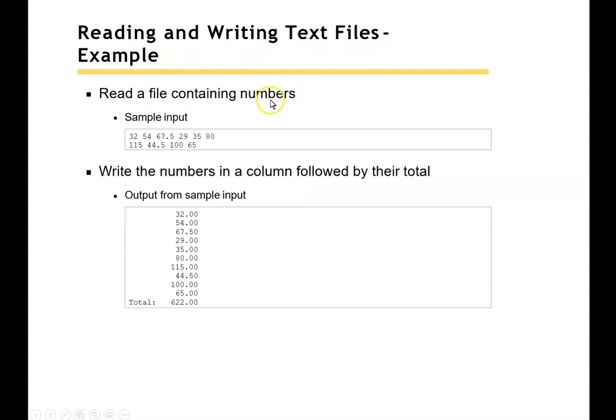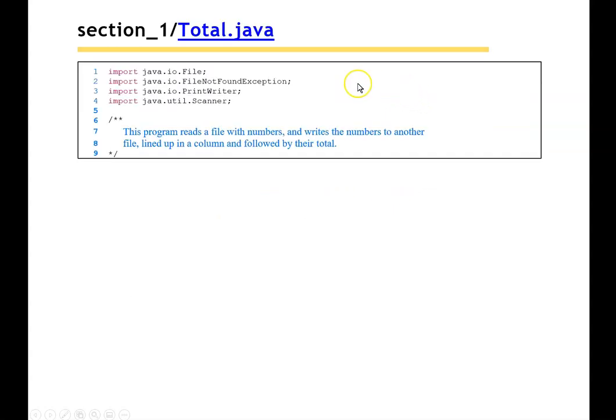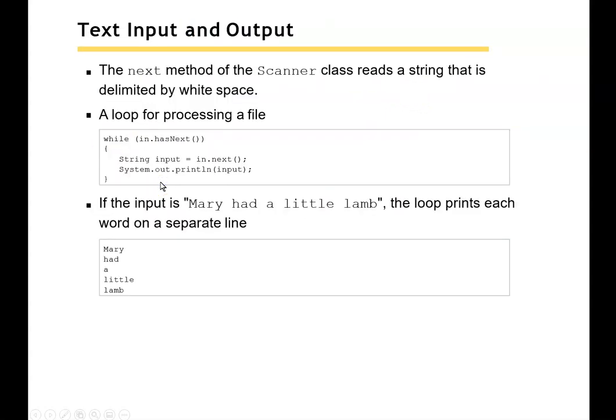Example: read a file containing numbers. Here's our sample input. Write the numbers in a column followed by their total. Okay, here's our basic program. The next method of the Scanner class reads a string that is delimited by whitespace. A loop for processing a file looks like this. While in.hasNext, read up until the whitespace, and print it out. If the input has Mary had a little lamb, the loop prints each word on a separate line.